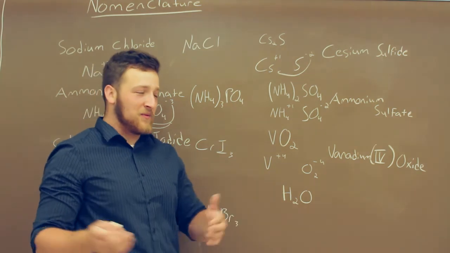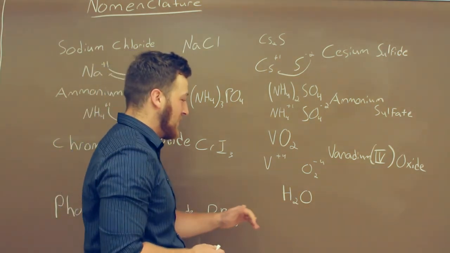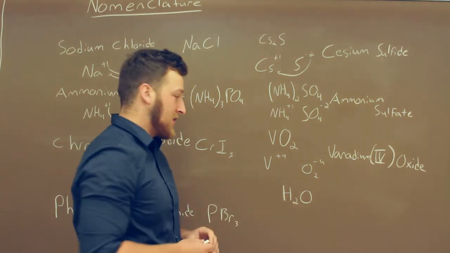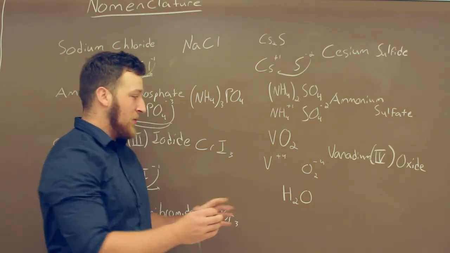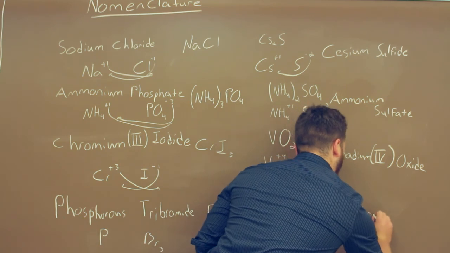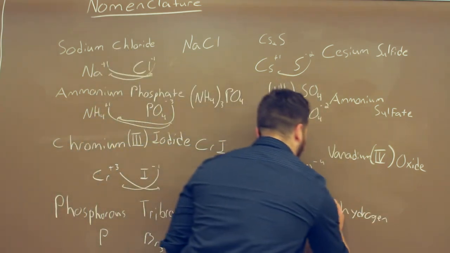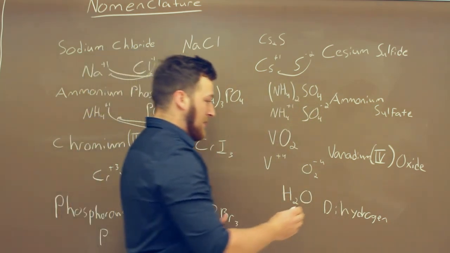And lastly, we have H2O. If you identified this as water, good job. But that's not what we call it here. We see that we have 2 hydrogens and 1 oxygen. Again, this is going to be a covalent bond. So we have hydrogen, but because there are two of them, we have to add the prefix, so it's going to be dihydrogen. And when we have only one oxygen, it will be monoxide.